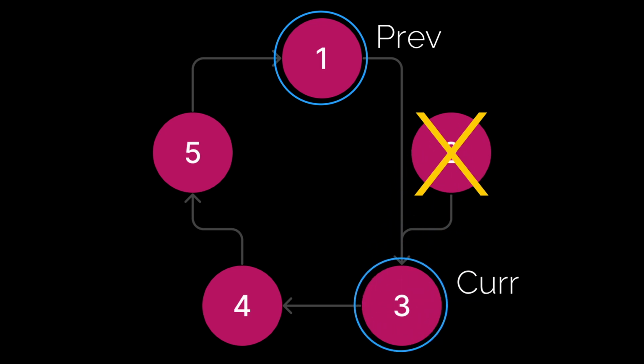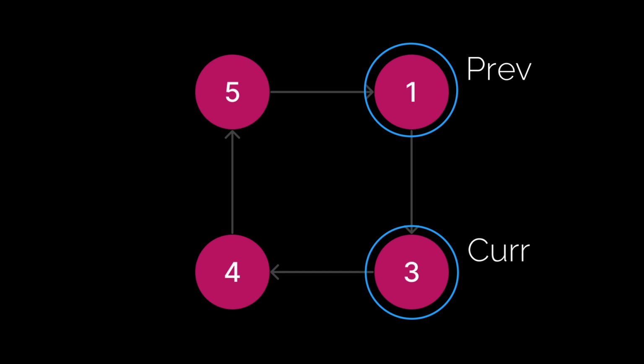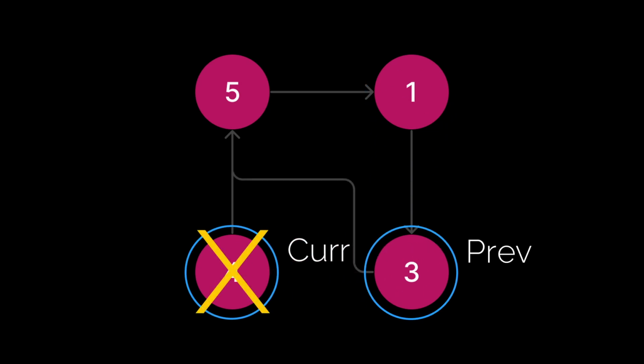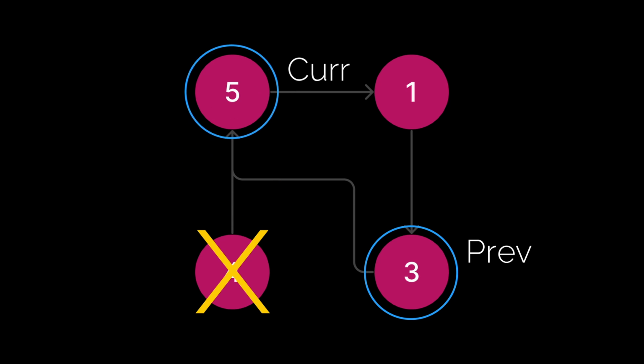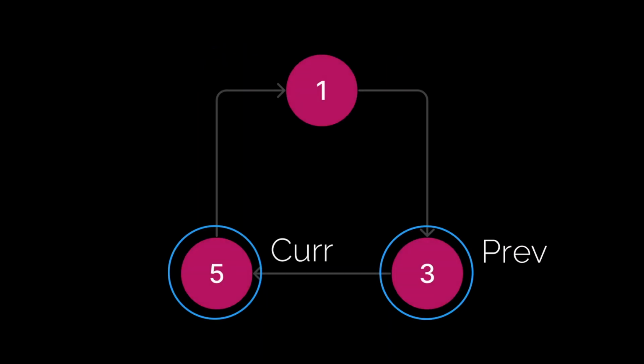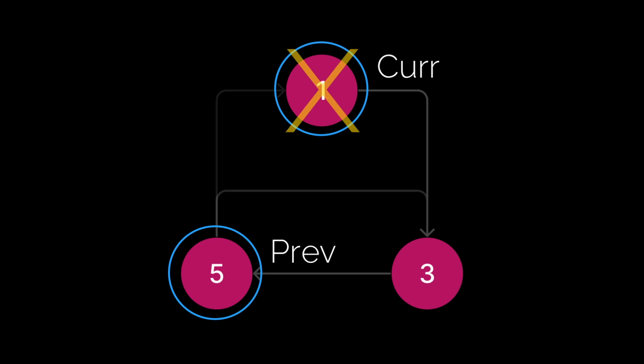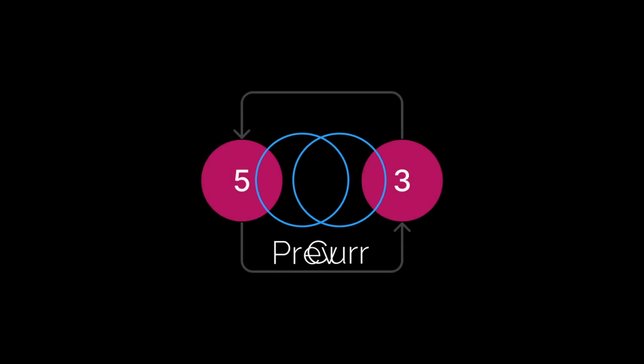So our first time, we started at 1, we counted 1, 2, and that removed 2 from the circle, and we pointed the previous to 3. Alright, and then our current was moved to 3, so then we count 3, 4, 4 is removed, update 3 to point at 5, and move current to 5 as well. Then we have 5, 1, 1 is removed, the previous's next points to 3, and the current's moved to 3, and we count 3, 5.